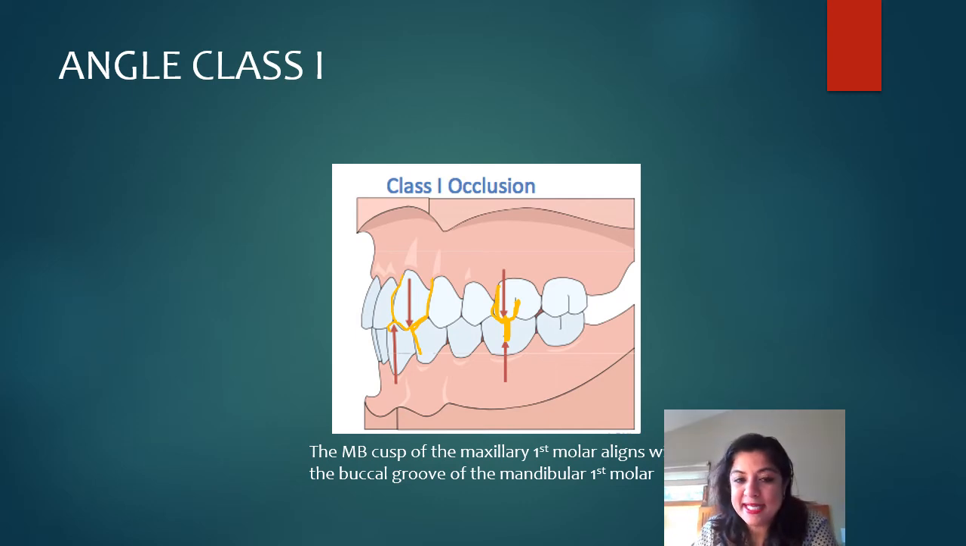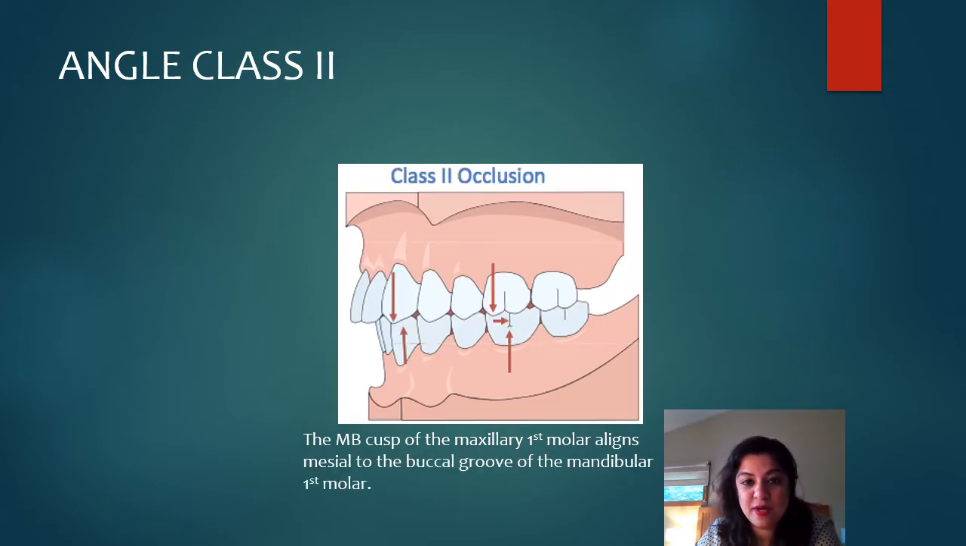When you have a bite like this, your overjet and overbite are going to be ideal, which is nothing but 2 millimeters overbite and 2 millimeters overjet. And I'm going to talk to you about what exactly that is in the next slide. So this is a very common board question. They might show you a picture and ask, the mesiobuccal cusp of the maxillary first molar aligns with the buccal groove, true or false? And you need to say that is true for Angle class 1.